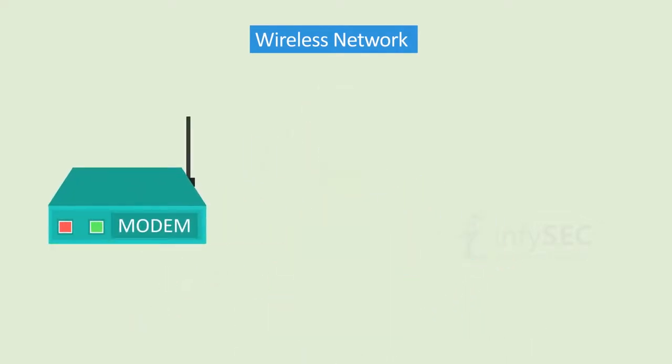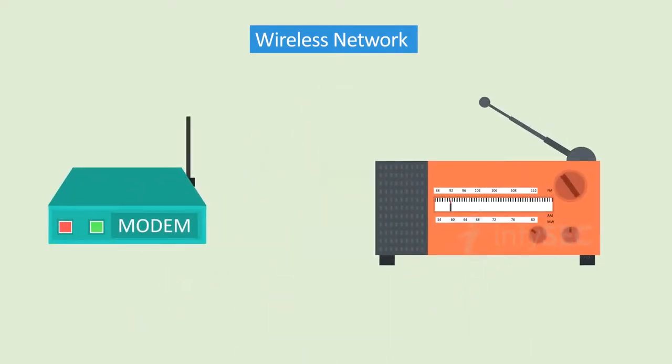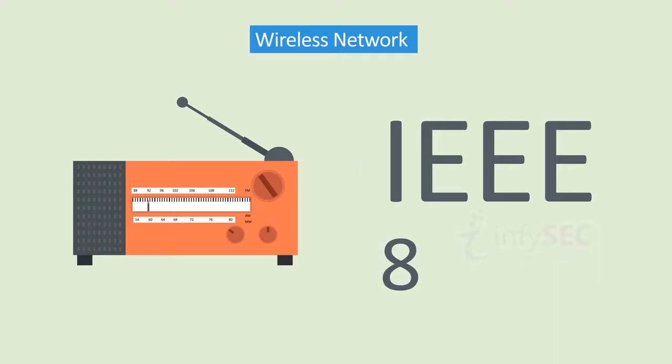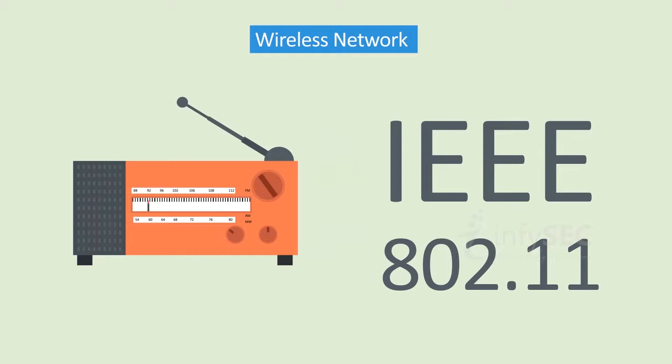A wireless local area network is similar to the general radio frequencies used for broadcasting channels, such as amplitude modulation, frequency modulation, and medium wave, which have a defined bandwidth under which radio stations operate. These contain a set of specifications called IEEE 802.11 to accomplish communication over air.